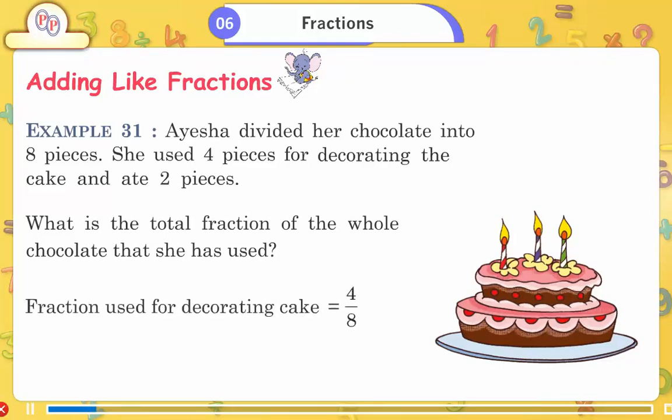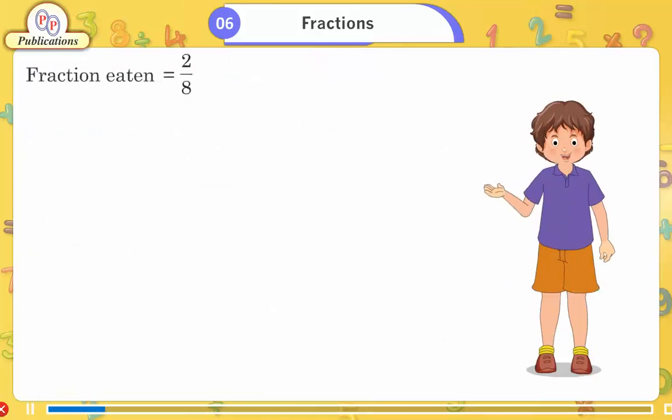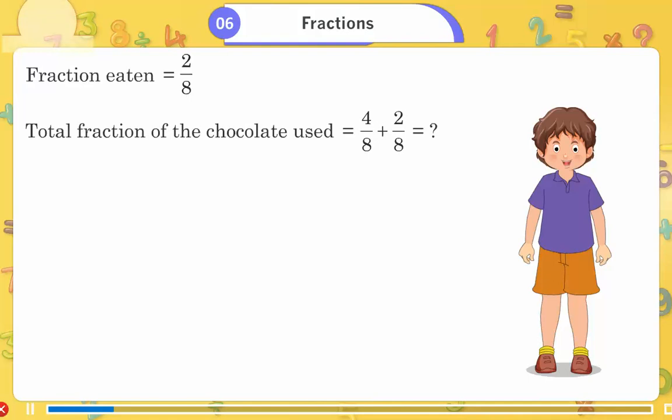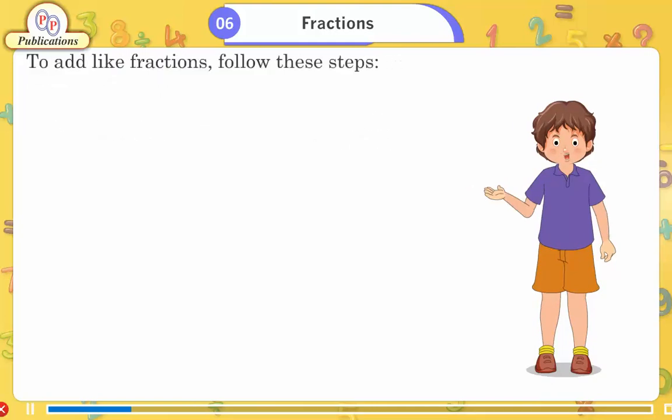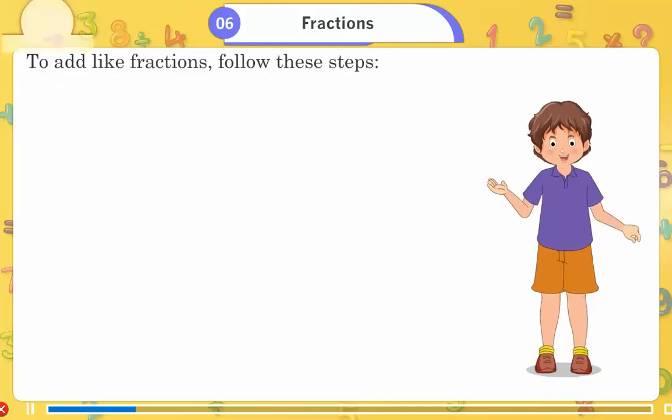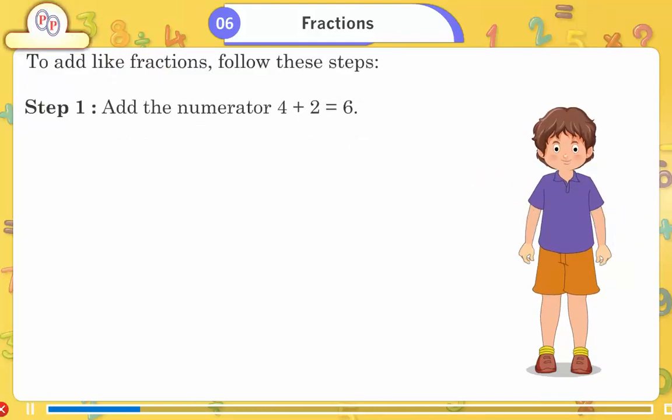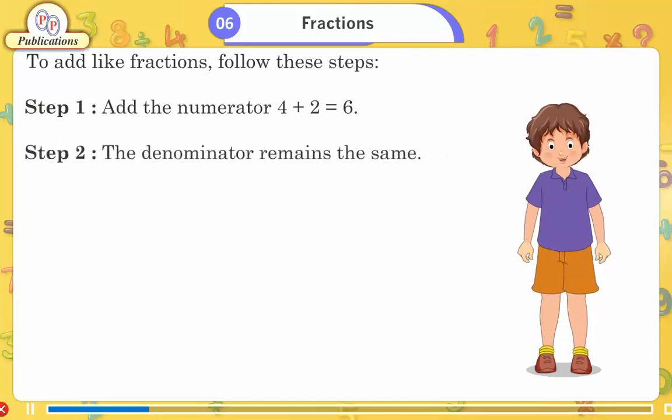Fraction used for decorating cake is equal to 4 upon 8. Fraction eaten is equal to 2 upon 8. Total fraction of the chocolate used is equal to 4 upon 8 plus 2 upon 8 is equal to what? To add like fractions, follow these steps. Step 1. Add the numerator. 4 plus 2 is equal to 6. Step 2. The denominator remains the same.